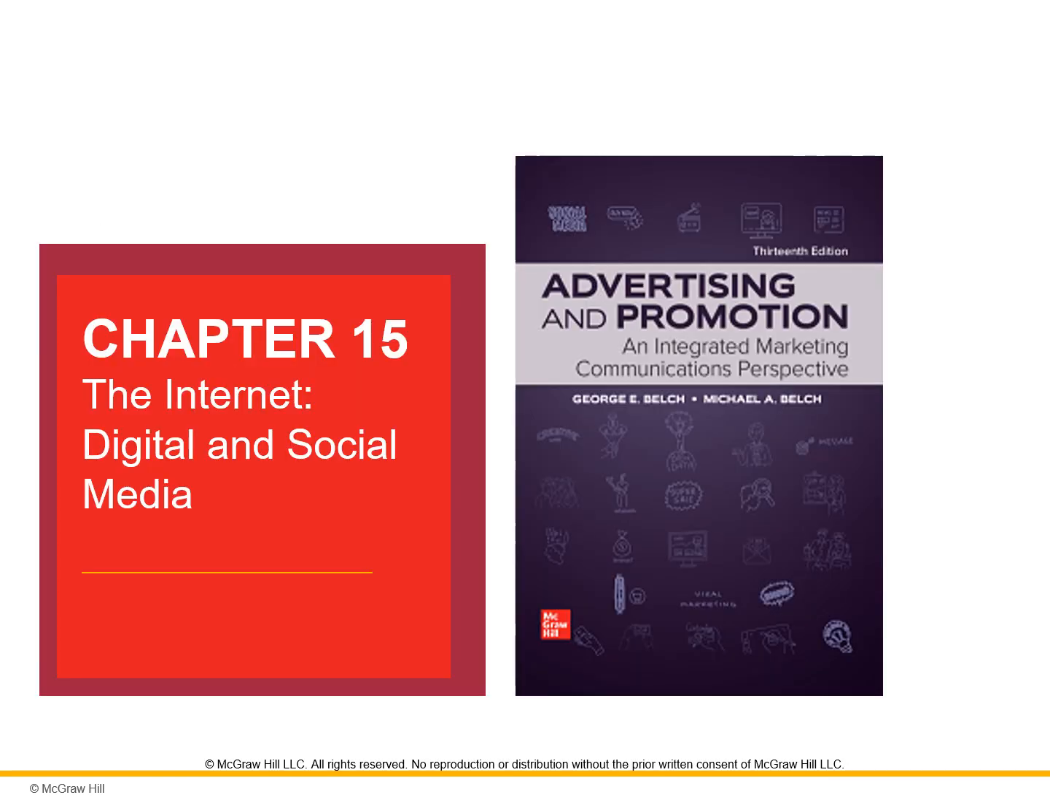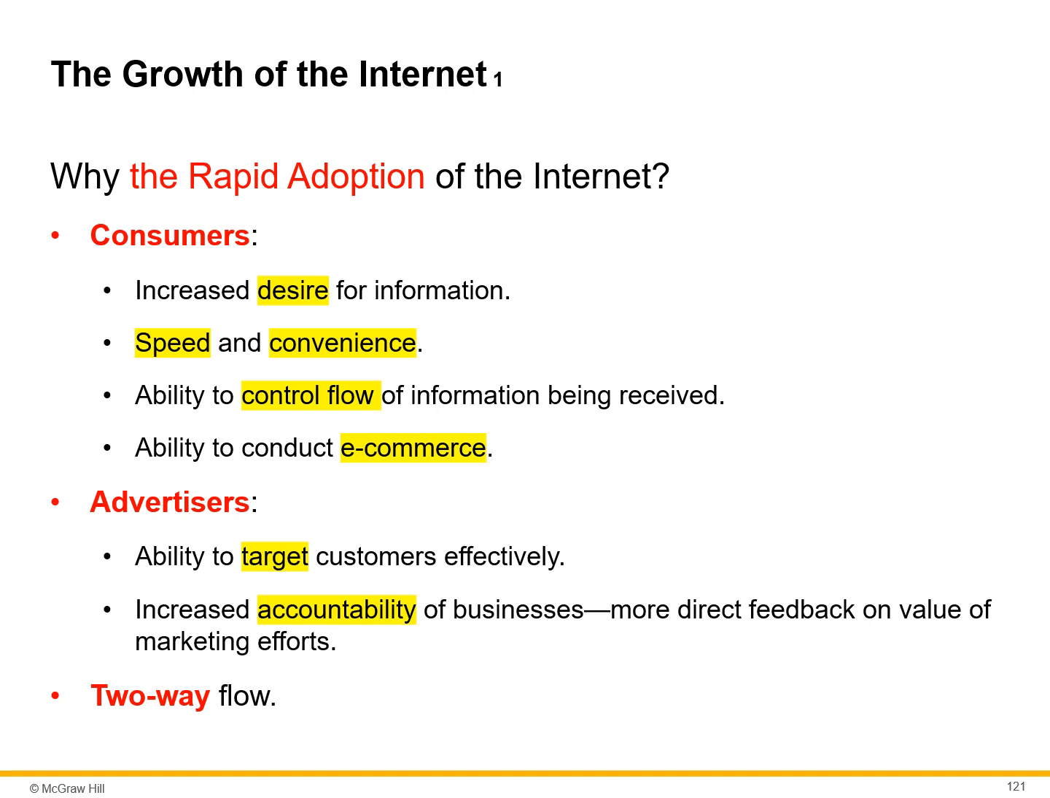In chapter 15, we talk about the internet, something you're very familiar with: the internet, digital media, and social media. So why is there a rapid adoption of the internet? Well, it's obvious, right? Consumers love it. They want more information, speed, and convenience. They want to control the flow, and they want to do e-commerce, purchasing online. For advertisers, they have the ability to target very effectively. Accountability can be accounted for. And the internet is also interactive. There's a two-way flow of information.